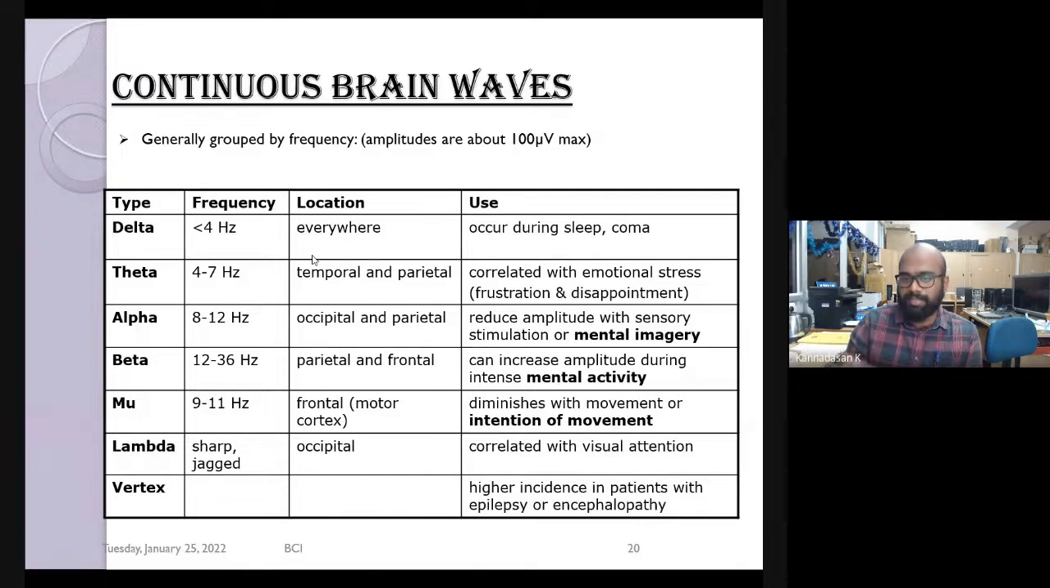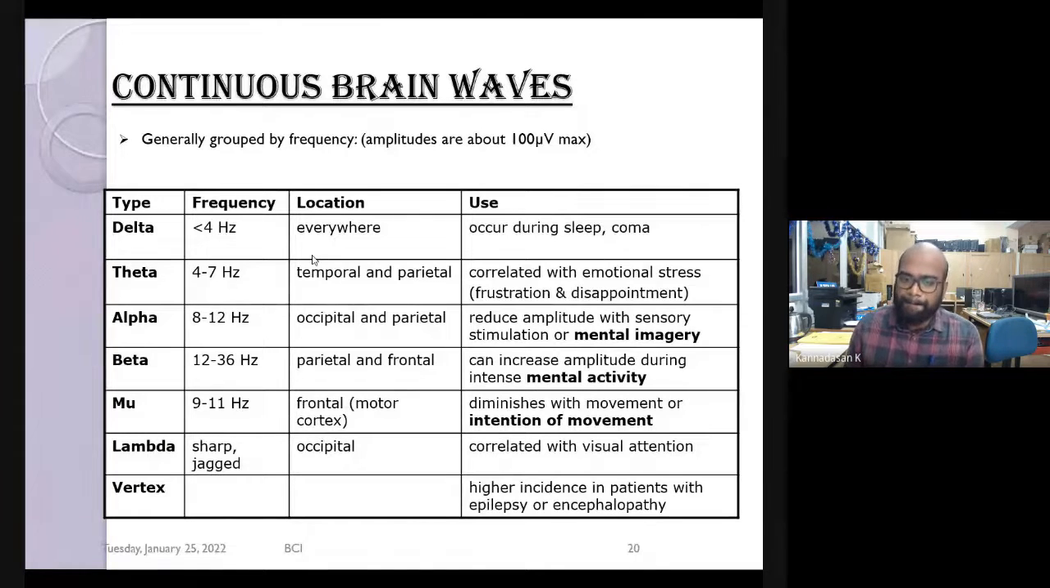So that is related with occipital. Alpha wave will be generated in the occipital and parietal lobe when you are doing a mental imagery task, and the amplitude reduces with sensory stimulation. As I said, hand movement or whatsoever it is, sensory organs when it is happening. That is what is related with alpha waves.